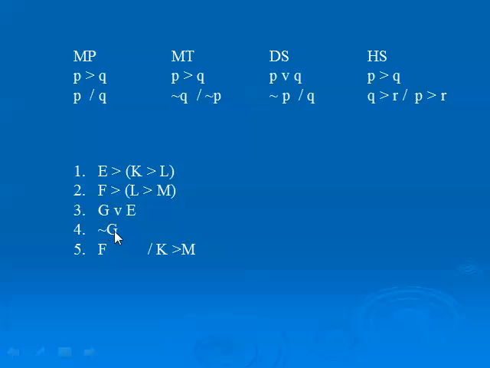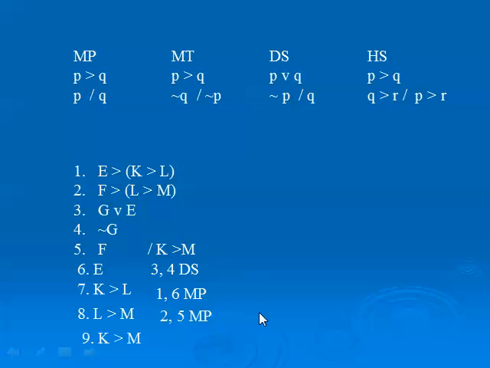3 and 4 set up a disjunctive syllogism. So E is going to be true at line 6 by disjunctive syllogism. Now, because E is true at line 6, we can say K implies L is true at line 7 by modus ponens. And since F was true at line 5, we can say L implies M is true from lines 2 and 5 by modus ponens also. Now, at lines 7 and 8, we have K implies L, L implies M. That's the hypothetical syllogism. So the conclusion K implies M follows by hypothetical syllogism of 7 and 8.